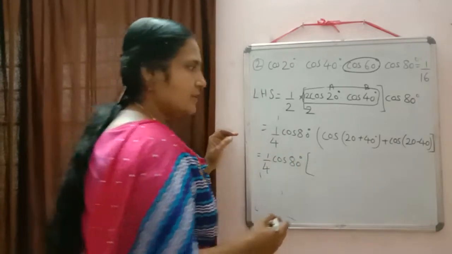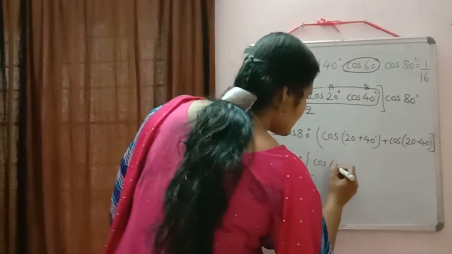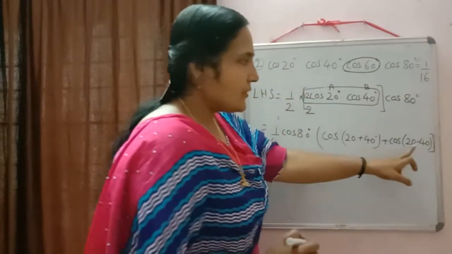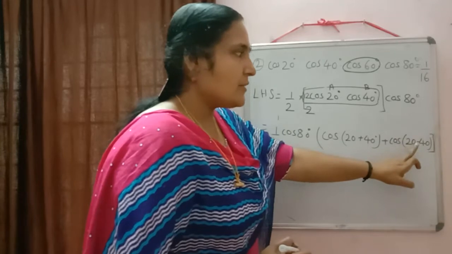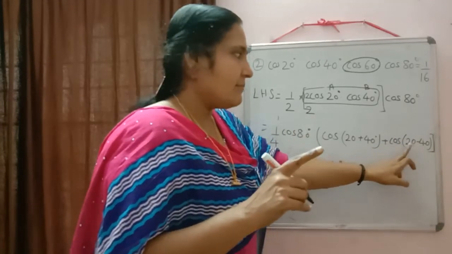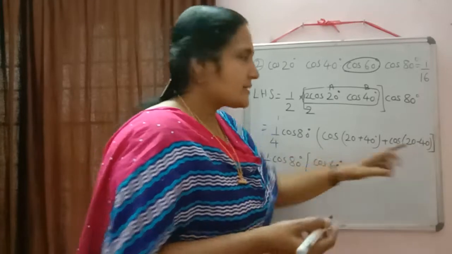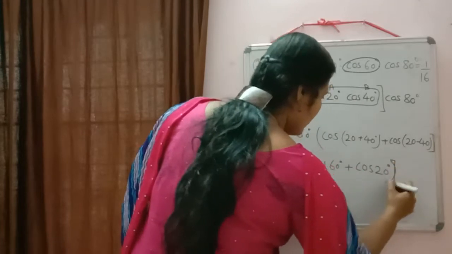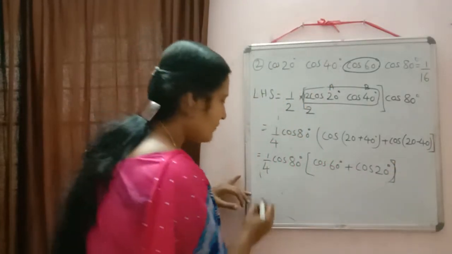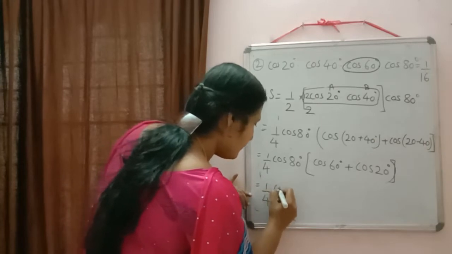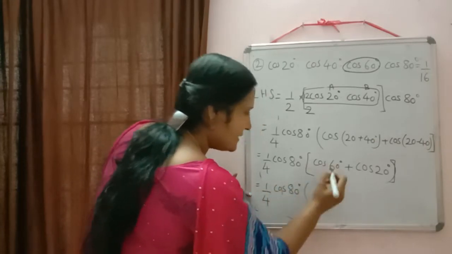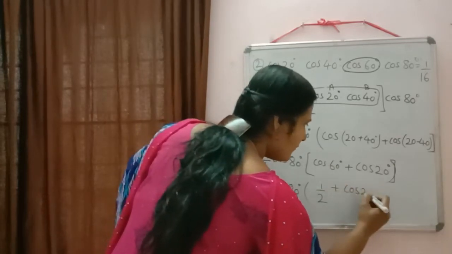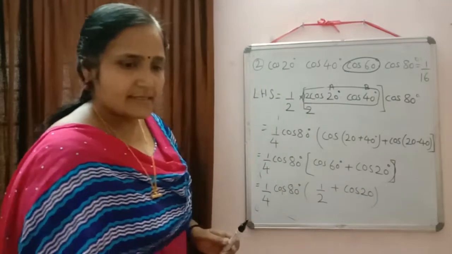Now we can do the addition or subtraction. It will be equal to cos 60 degree, since 20 plus 40 is 60, plus cos (20 minus 40), which is cos minus 20 degree. But cos of minus theta is cos theta only, so it will be cos 20 degree. Now we know the value of cos 60 degree, so we substitute it. 1 by 4 into cos 80 degree, inside the bracket cos 60 degree is 1 by 2, plus cos 20 degree, whose value we don't know, so we write it as it is.